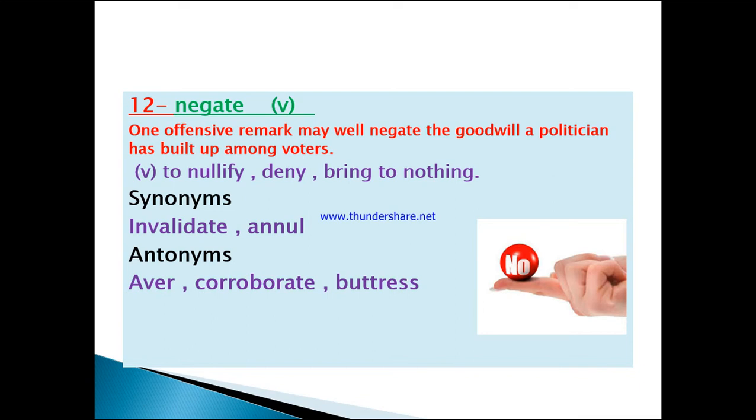The school, guys, is going to invalidate the contracts of some teachers this year. This is called to negate the contracts of some teachers this year. So the synonyms are invalidate, annul, abolish. What about the antonyms? Aver, corroborate, buttress. This is what, guys, this is the word negate.